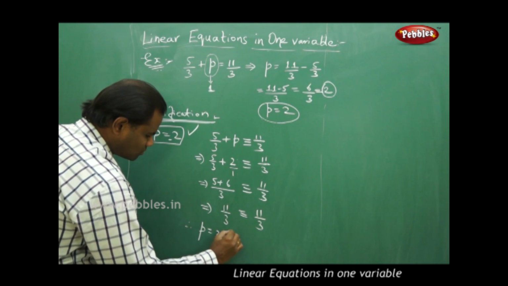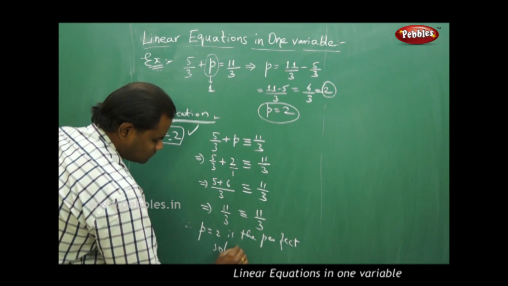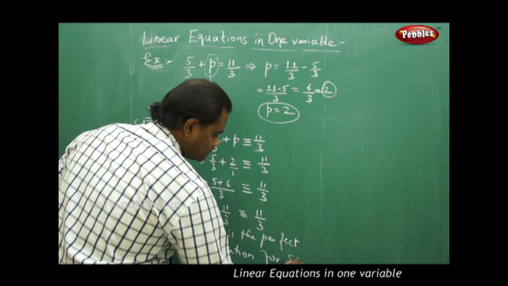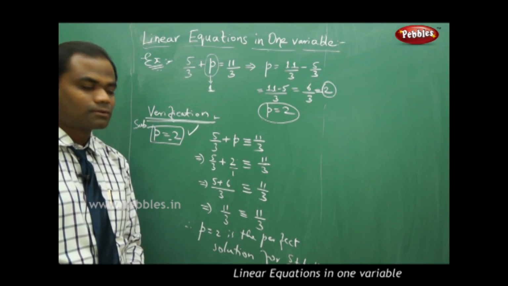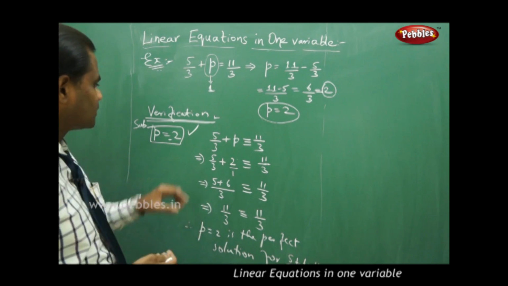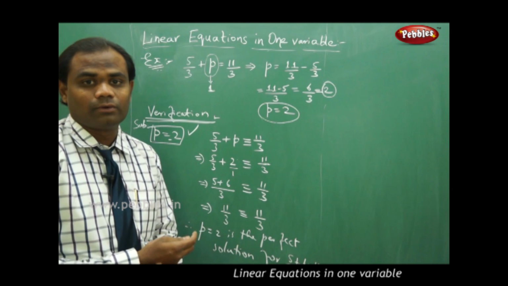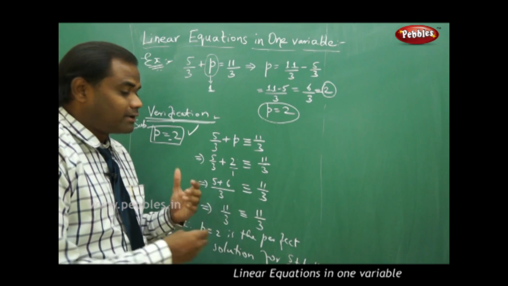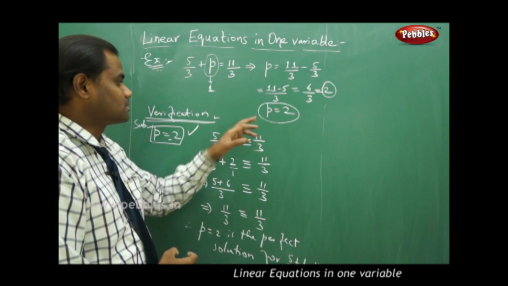Therefore p is equal to 2 is the perfect solution for the given problem. This is how the solutions are worked out. This is a random practice of verification which we need to do for every problem, not only for this topic but for many problems in mathematics, because most of the time students get into a rush and make many mistakes while solving problems, and to overcome that, sometimes the answer has to be verified.